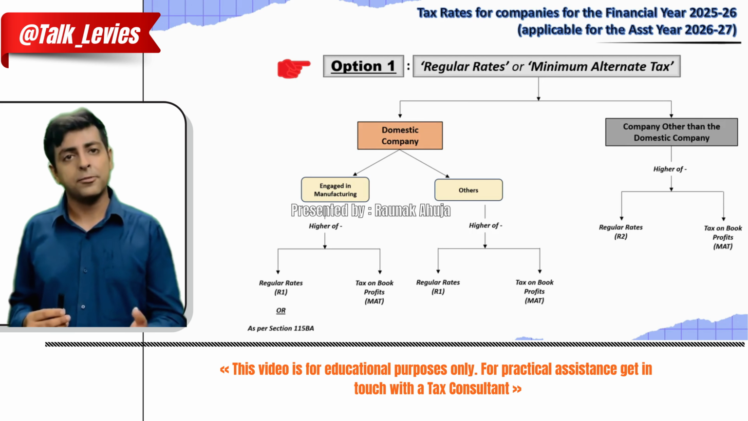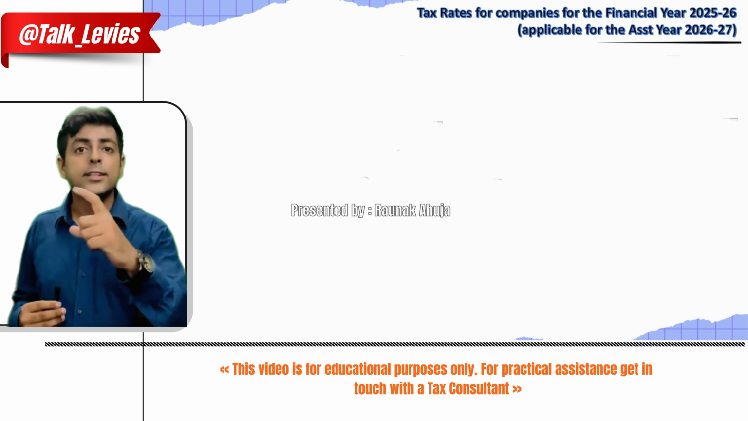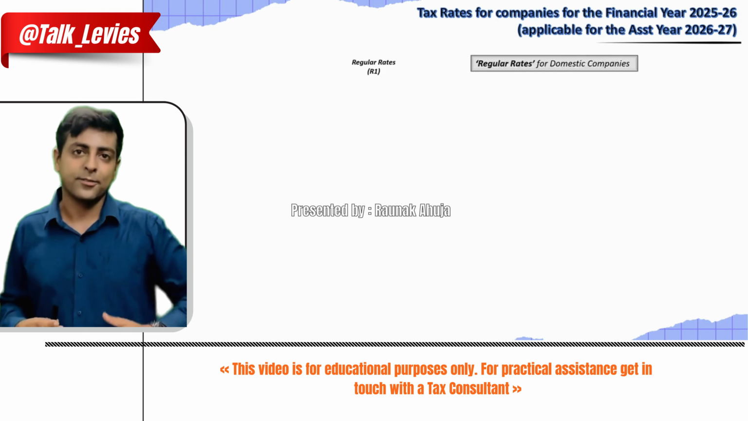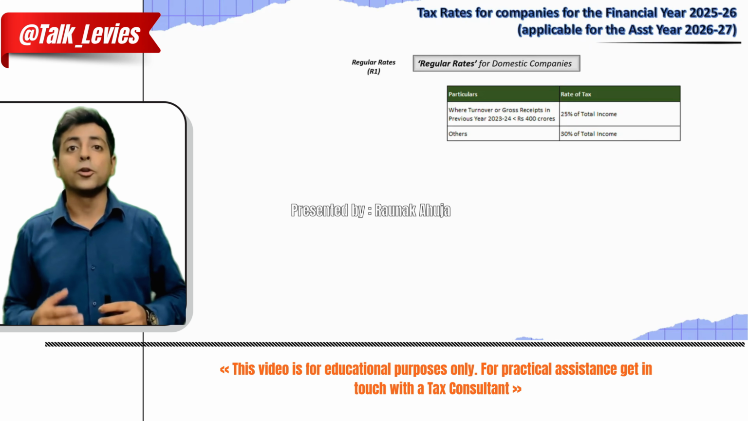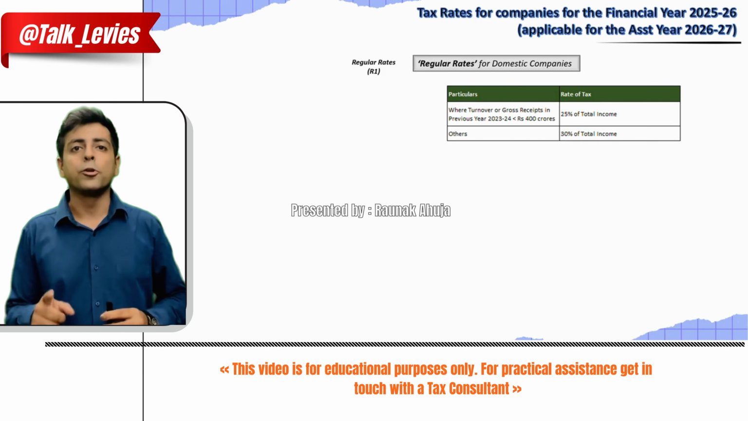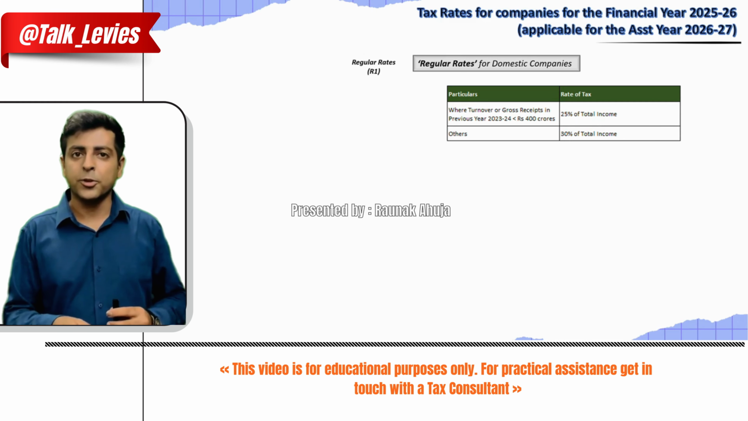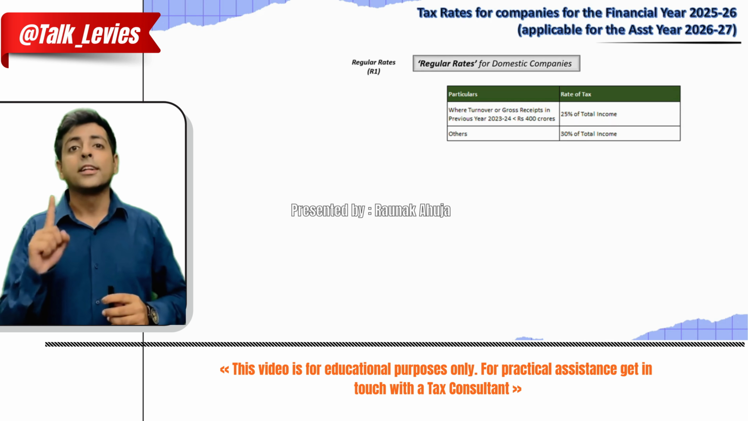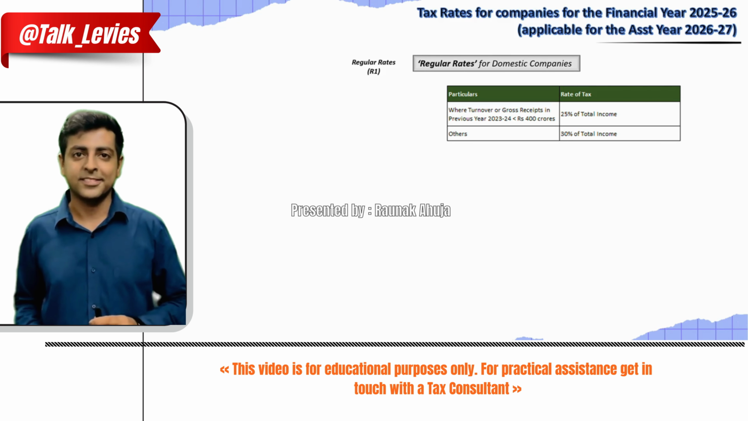Now, before we move any further, let's first try and understand what these R1, R2, taxes as per 115BA and taxes as per MAT actually are. So let's start with R1. The regular rates of taxes for domestic companies, that is R1, would be 25% or 30%. In case the turnover during the financial year 23-24 does not exceed 400 crores, then the tax rate applicable would be 25%. Else, for all other cases, it would be 30%.